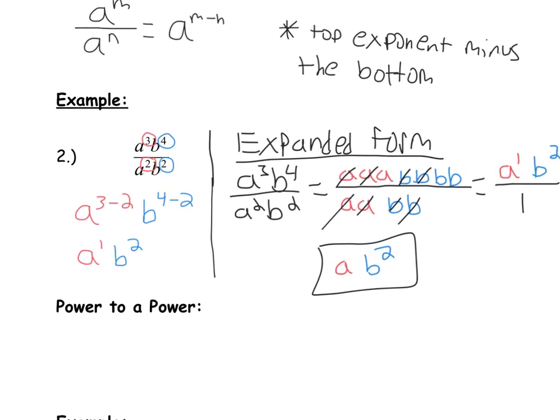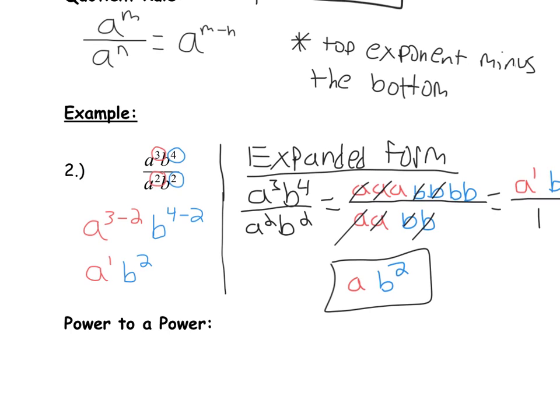And so now let's compare. On the left side, we did the shortcut, just subtracted the exponents. On the right side, we did expanded form. And we got the same answer. Okay, so it doesn't matter which method you use, but I encourage you to choose one of these methods. If you like doing the shortcut, that's great.